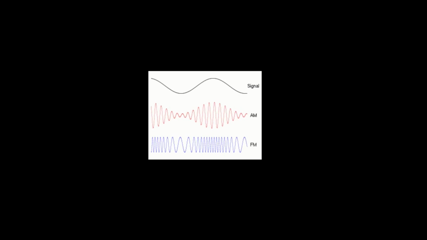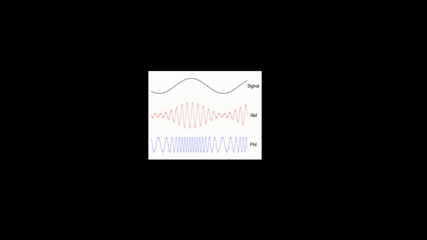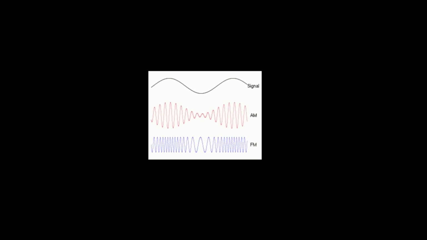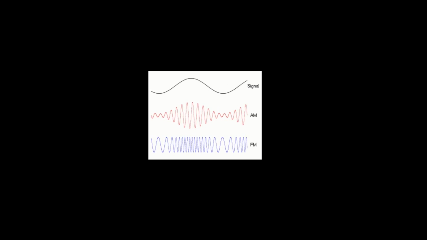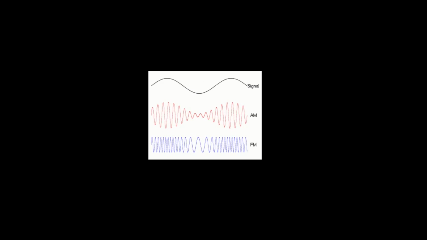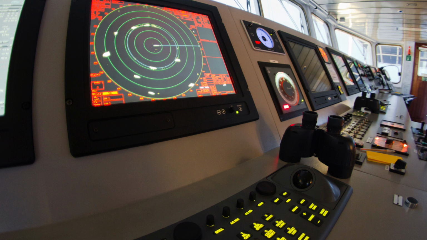There are many wavelengths of radio waves. Some radio waves have wavelengths that are shorter than a millimeter. Other radio waves can have wavelengths that are 100 kilometers long. We use these different types of radio waves for many purposes, including AM and FM radio, Wi-Fi, cell phones, radar, and more. This picture shows a radar screen in the wheelhouse of a ship. Radar uses radio waves to show the location of other nearby ships.